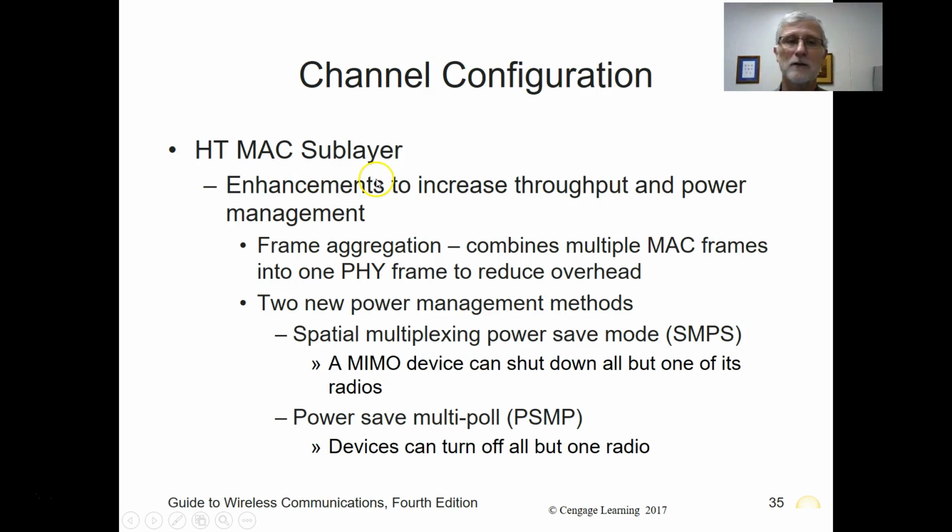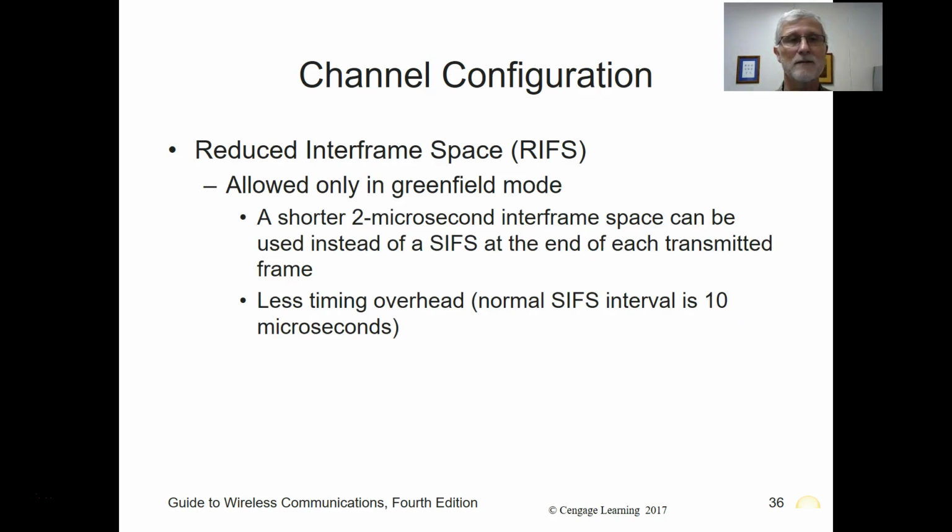Now, this channel configuration, this HT Max sublayer, allows me to increase throughput and manage power a little bit better. It does that with the frame aggregation that allows me to combine multiple MAC frames. There are also 2 new power management features, so now I get the spatial multiplexing power save, and I get power save multi-poll, which I can turn on and off all but one radio. So it allows me to control how many radios are in play. It reduced the amount of interframe space interference, but it's used only in that greenfield mode, which is that N only option.